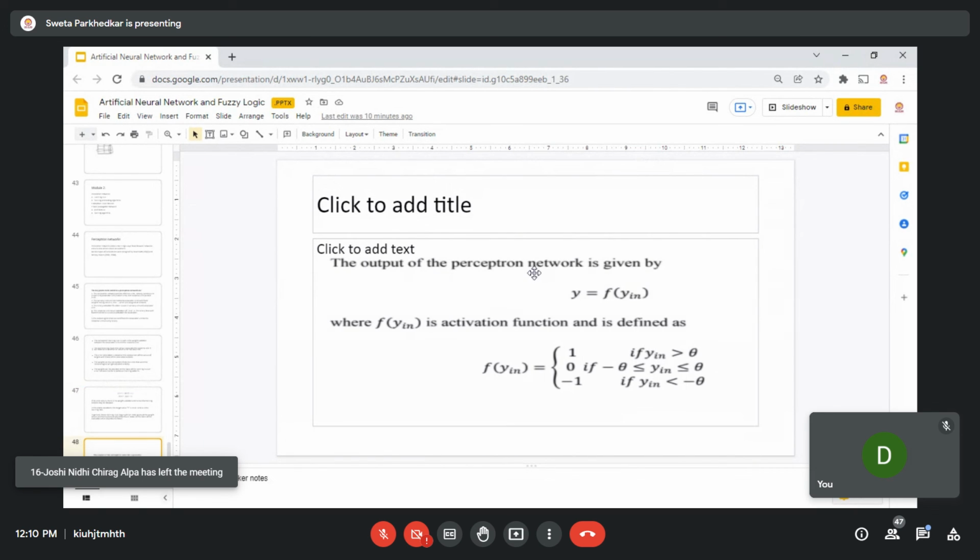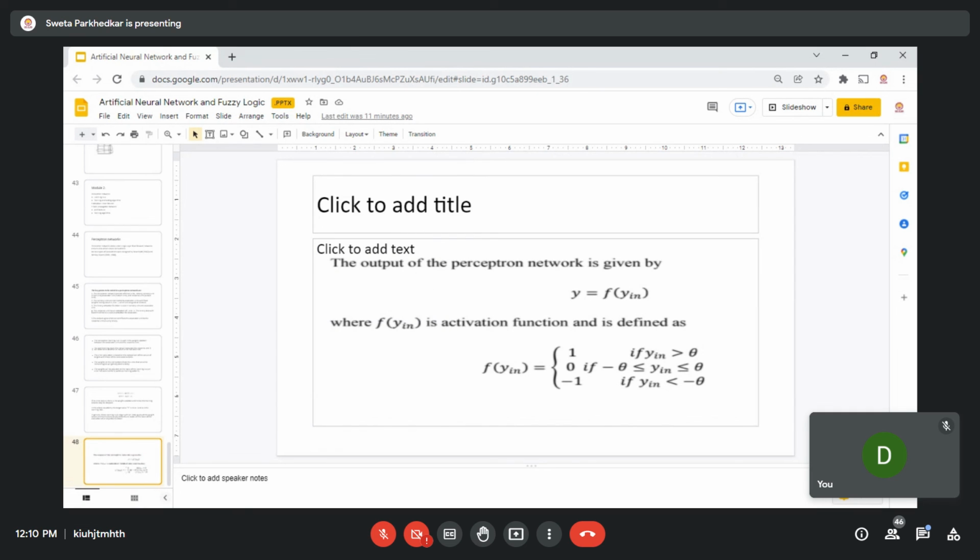So the output of perceptron network is given by y equals f of yn, and f of yn is in between 1, 0 and -1. It is 1 when the net output is greater than theta. If yn is in between minus theta and theta, you will get the output as 0. And if yn is less than minus theta, you will get a -1.